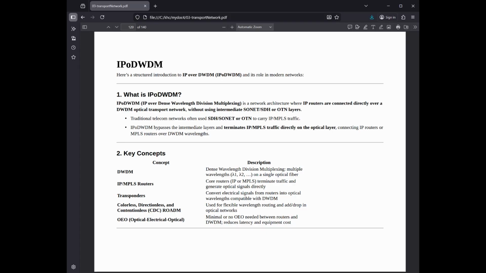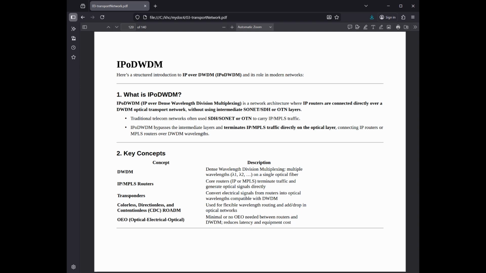3. Data center interconnect, DCI. Hyperscalers like Google, Meta, and AWS use IPoDWDM to link massive data centers within a metro area. Because these facilities often sit 40 to 120 kilometers apart, the ability to plug a DWDM module directly into a switch and hit the fiber immediately is the most efficient way to scale east-west traffic.